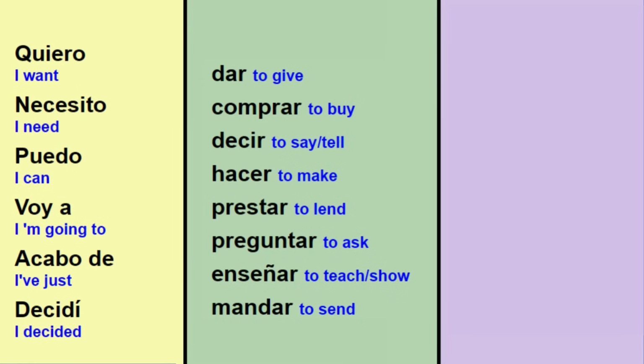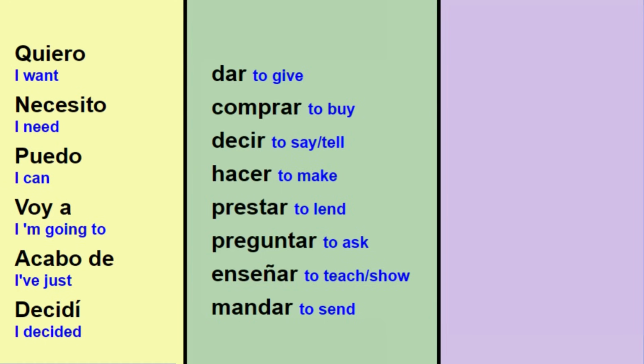Okay, let's move down to the next two. So I'm going to, voy a, and a really useful phrase, acabo de. I've just, acabo de. So I've just done something, acabo de, and whatever it might be. So, acabo de prestarte. I've just lent you, and then whatever it might be. Acabo de prestarte mi teléfono. I've just lent you my phone.